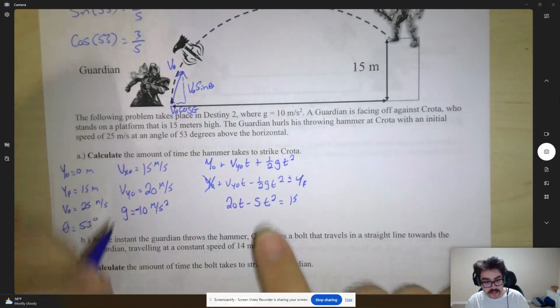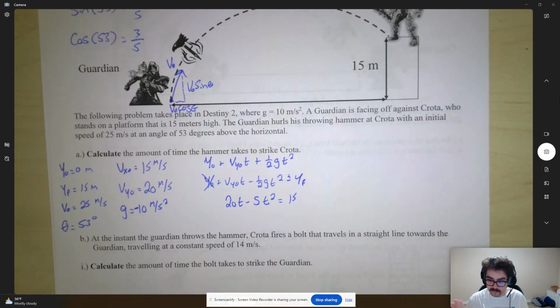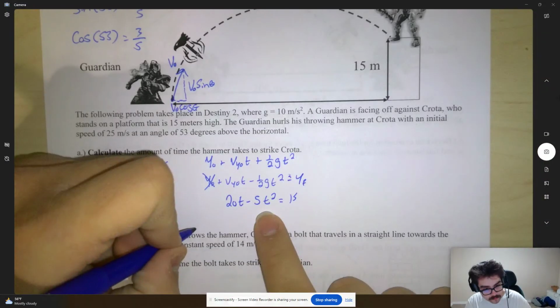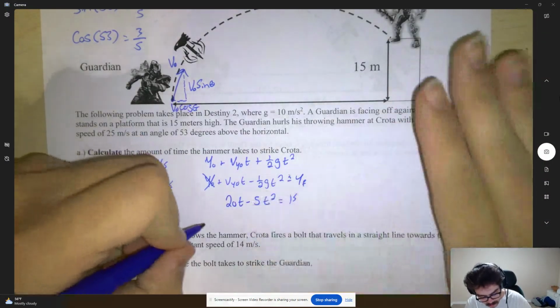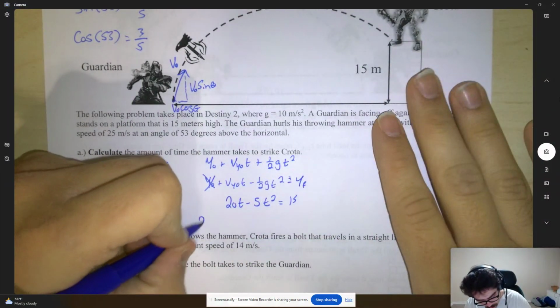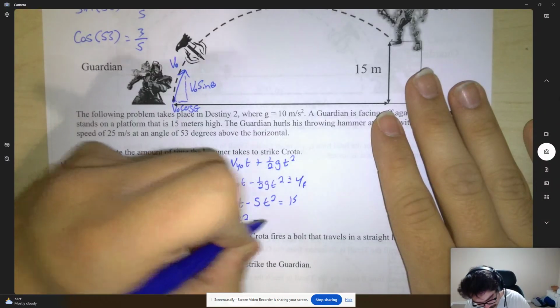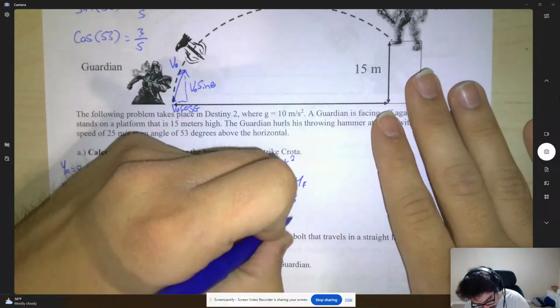If you set it up like this, again, remember, this is if you use the numbers off the formula sheet. If you don't use the numbers off the formula sheet, then you are going to end up with decimals and you are going to have a quadratic formula. If I move the 15 to the other side, I should get 20t minus 5t squared minus 15 equals 0.